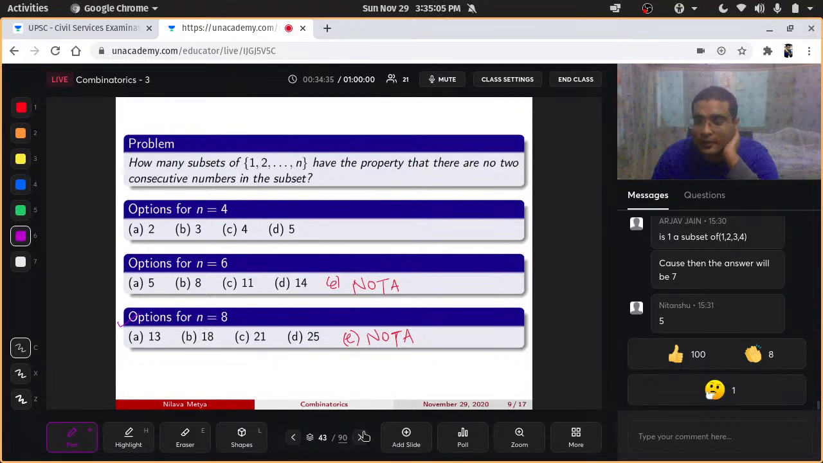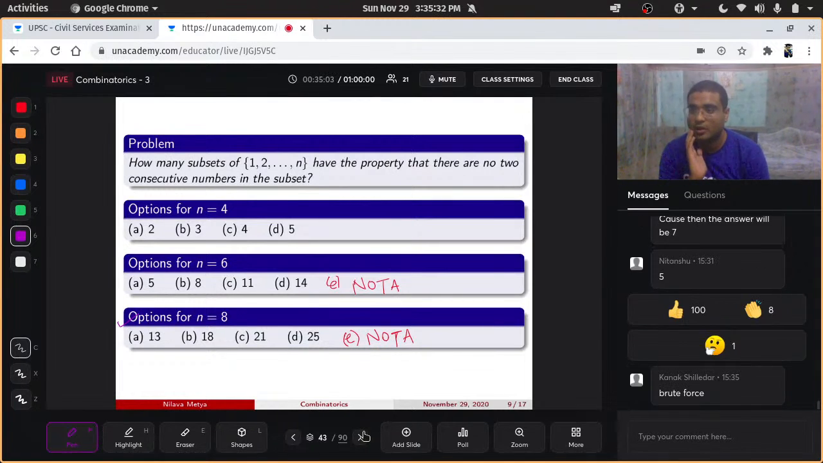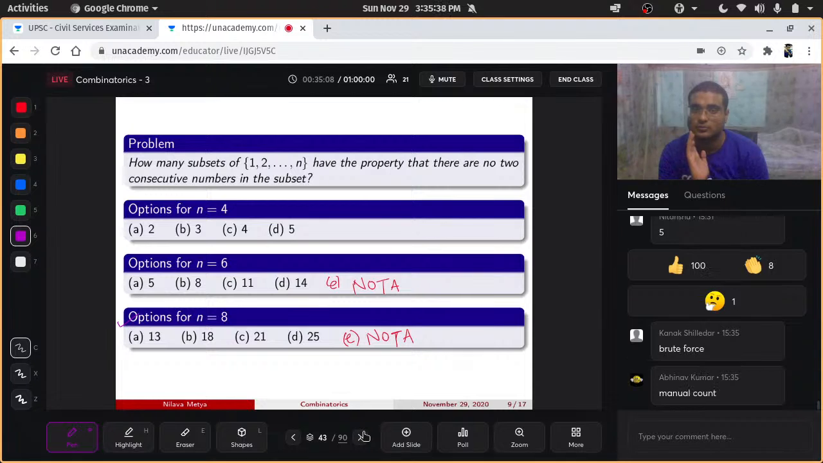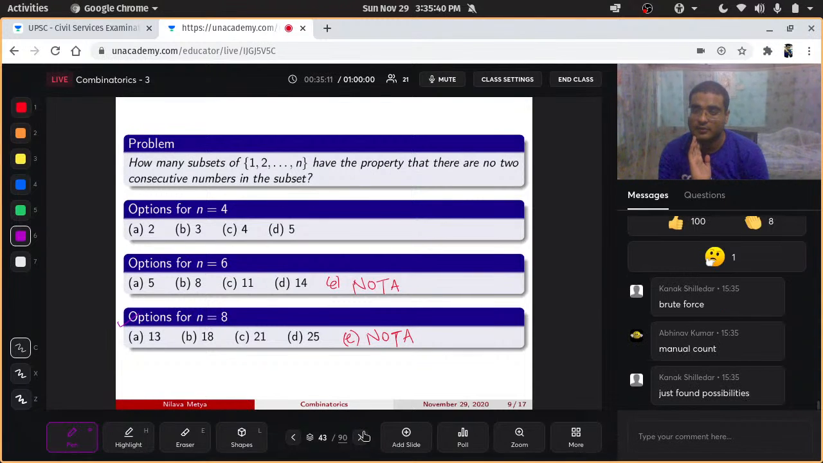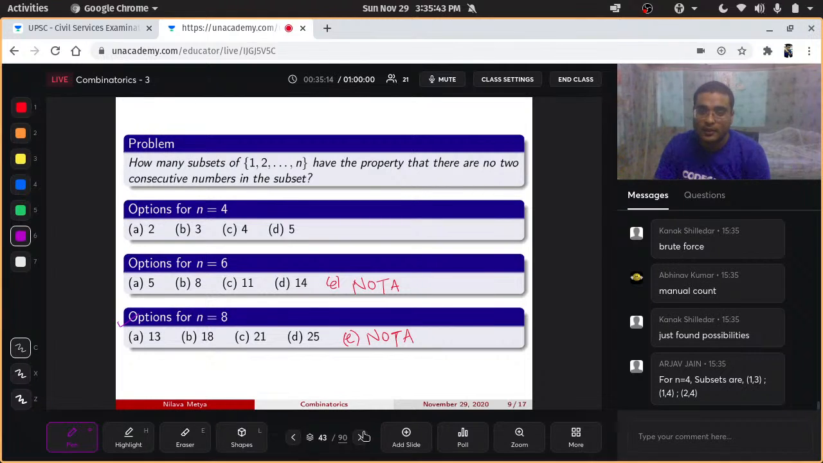Those who have voted for the poll, can you share your thoughts? What have you tried to do? How did you choose your answers? Anybody want to share their thoughts? Okay, someone says brute force, manual count, just counting possibilities. Yeah, this is what many of you have done.